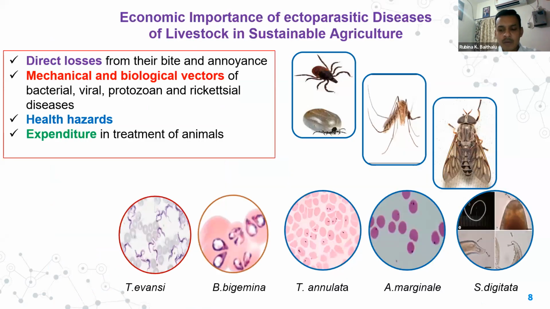So we'll talk one by one. Among the different ectoparasites, ticks are very, very important. So we'll first discuss the ticks. As I've already discussed, what are the different tick species and what do they cause. What is the economic importance of ectoparasitic diseases of livestock?